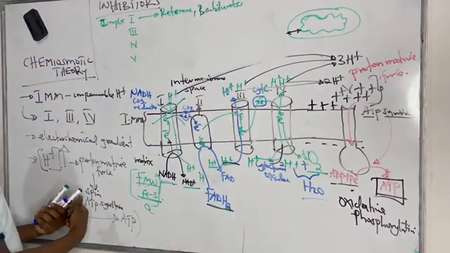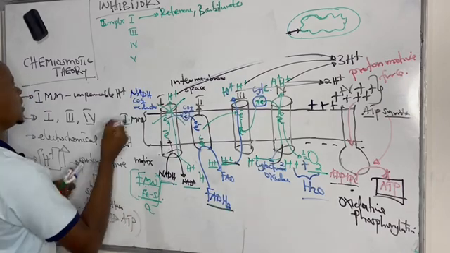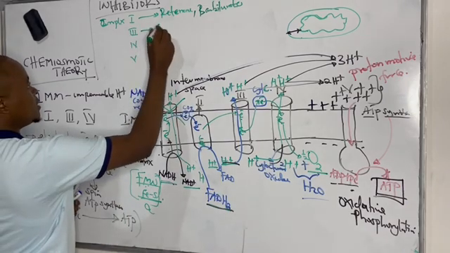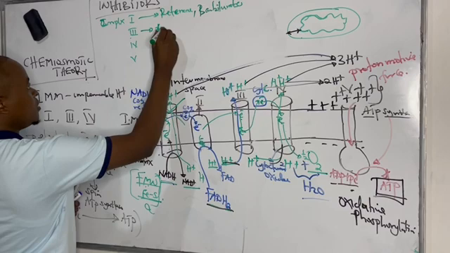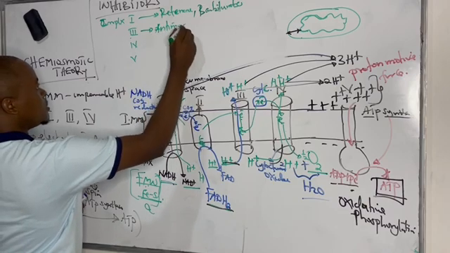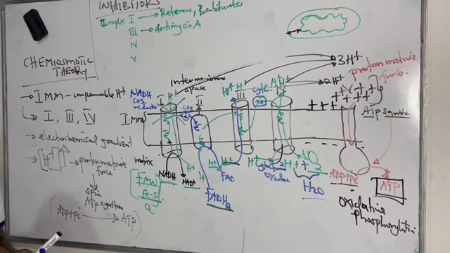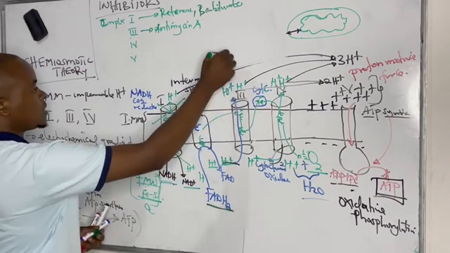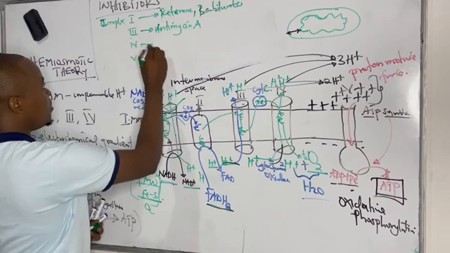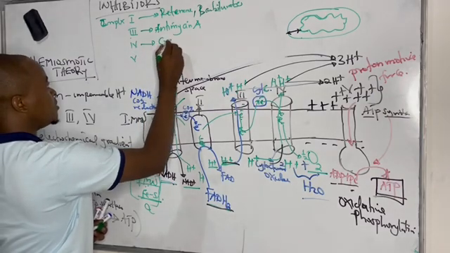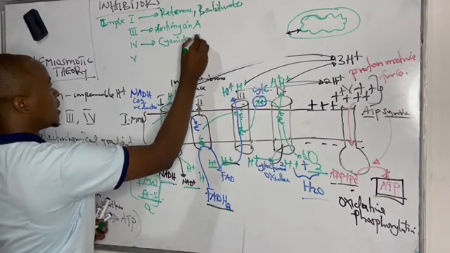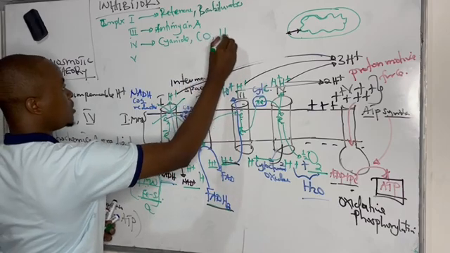Then complex 2, for it, it is inhibited by antimycin A. Complex 3, we see antimycin A inhibiting complex 3. So antimycin targets complex 3. Then complex 4, we see cyanide, carbon monoxide, and hydrogen sulfide.